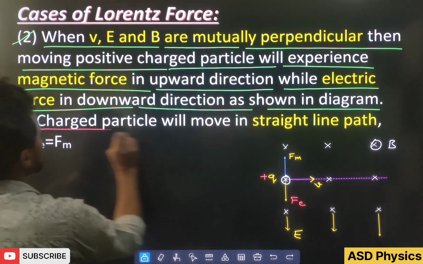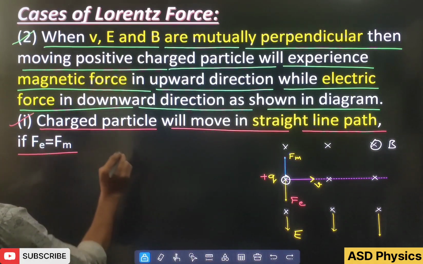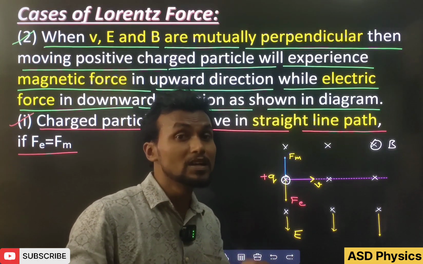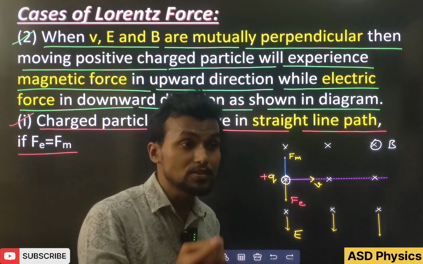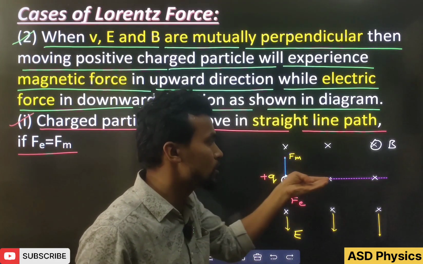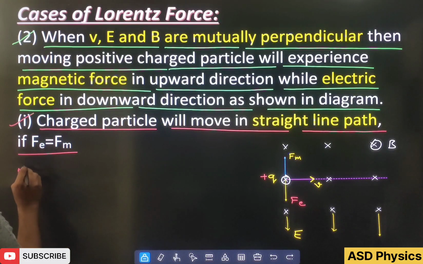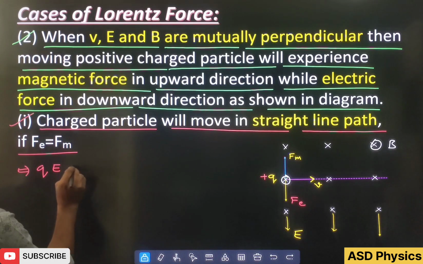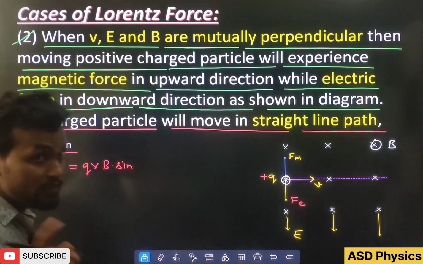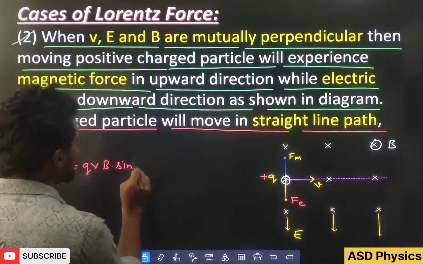First situation, see. Charge particle will move in straight line path if Fe equal to Fm. So you can see very well, if Fm and Fe both are equal, net force will become 0. That means in the absence of external force, the velocity will be constant. So it will keep on moving in a straight line path undeflected. So here I can write if Fe equal to Fm, this is QE, Fm how much here? QVB sine. Angle between V and B how much here? V along x-axis, B along negative z-axis. That means it will be how much here?